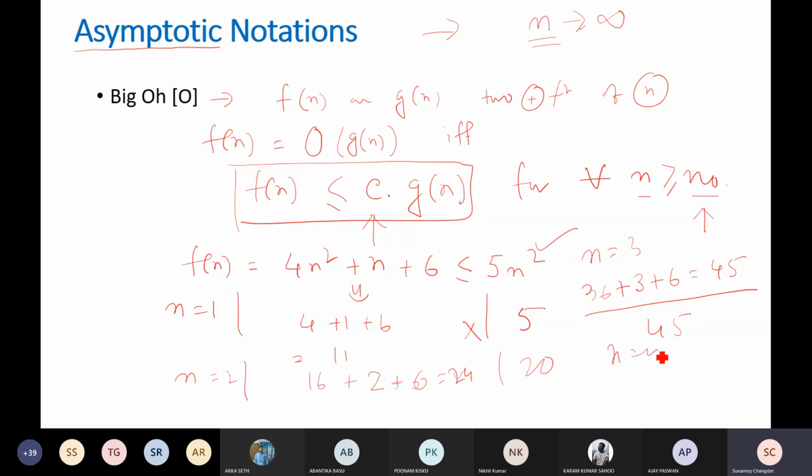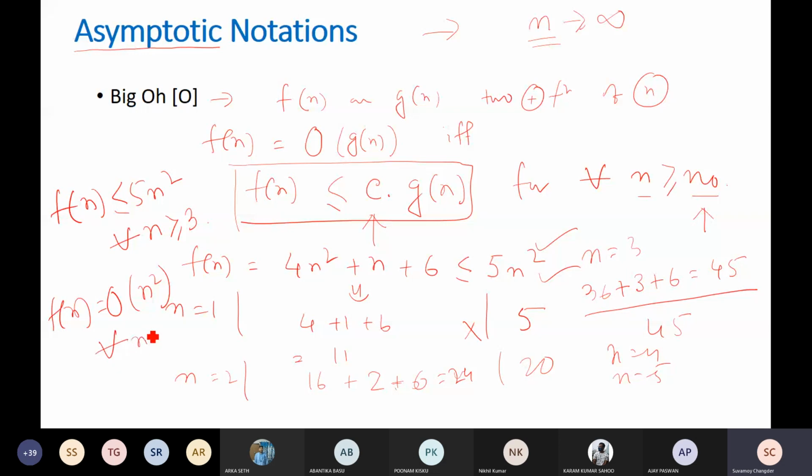Now if you put n equals to 4, obviously this will be true, n equals to 5, again it will be true. So what can we write? We can write that f(n) is less than or equal to 5n square for all n greater than or equal to 3. So therefore we can say f(n) can be bounded as big O of n square for all n greater than or equal to 3.